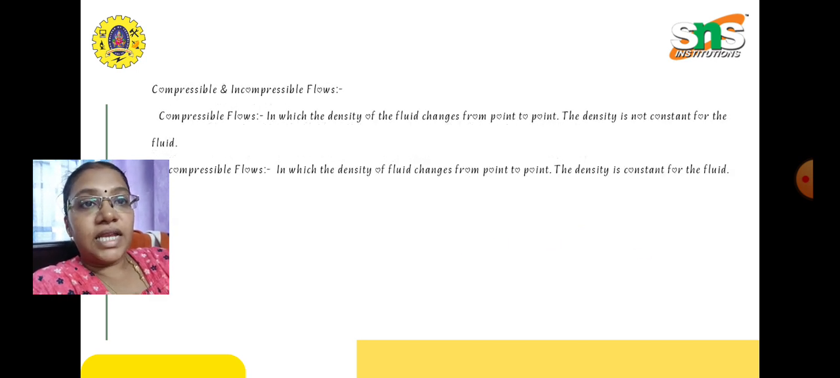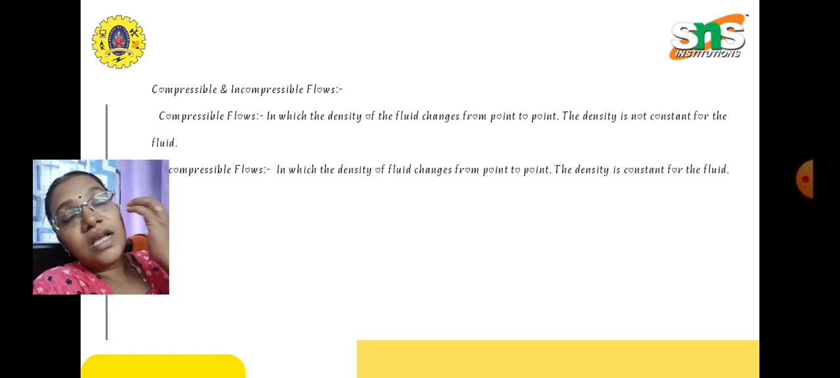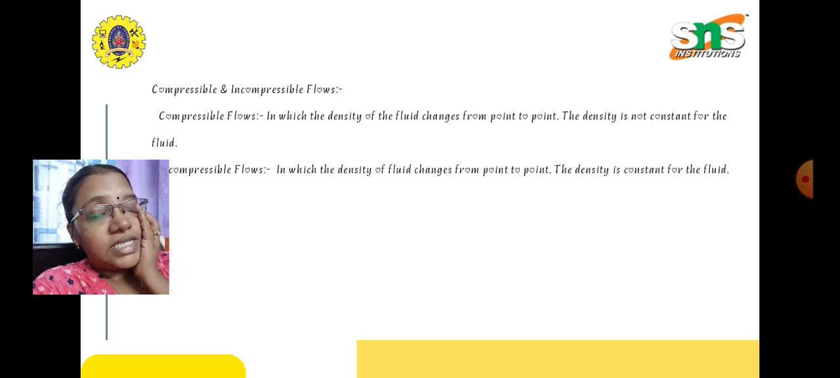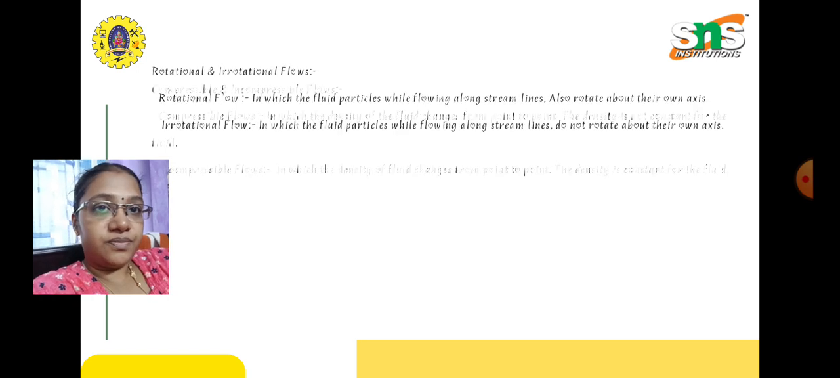Then compressible and incompressible flow. In compressible flow, the density of the fluid changes from one point to another point, and the density is not constant for that fluid. That means there will be a change in density at each and every point of the fluid flow. We call it compressible. And incompressible flow is one in which the density of the fluid is constant for the particular fluid. So this we call incompressible flow.